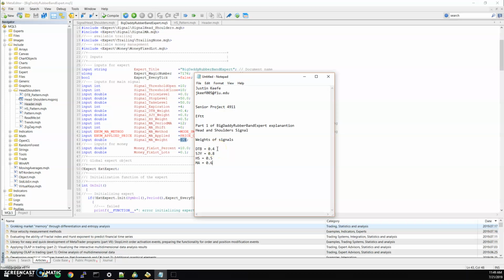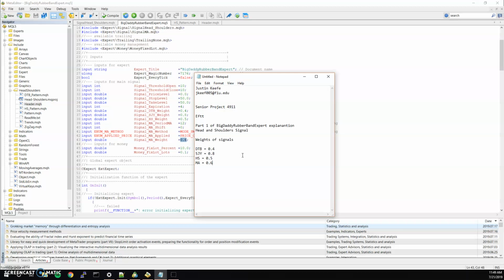Each one is assigned a different weight based on two factors: our theory approach to it, and what we tested and practiced, what worked best for us. We set the double top and bottom weight to 0.4 and the head and shoulders weight to 0.5. We set these two lower than the other two because these signals work more on guesswork.